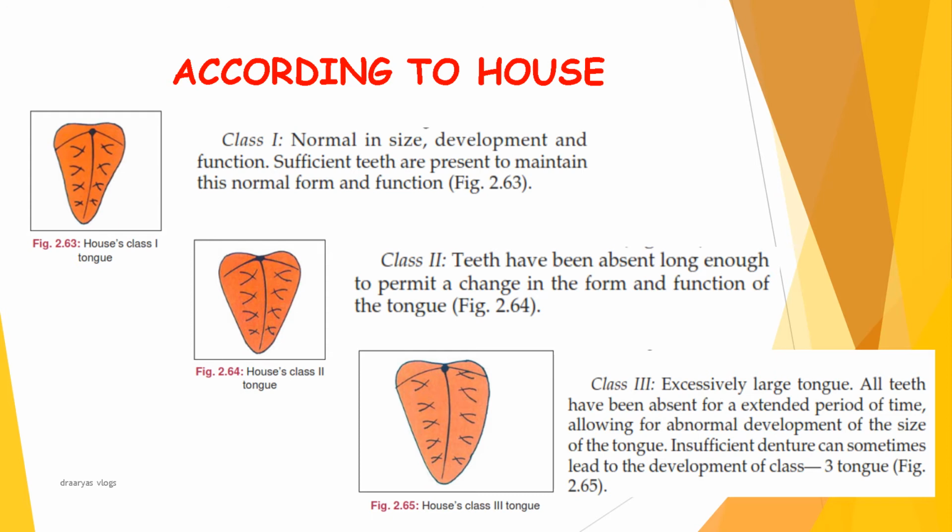According to House, the tongue can be classified into class 1, class 2 and class 3. In class 1, it is normal in size, development and function, and sufficient teeth are present to maintain this normal form and function. In class 2, the teeth have been absent long enough to permit a change in form and function of the tongue. And class 3 is an excessively large tongue. All teeth have been absent for an extended period of time, allowing for abnormal development of the size of the tongue. Insufficient denture can sometimes lead to development of class 3 tongue.